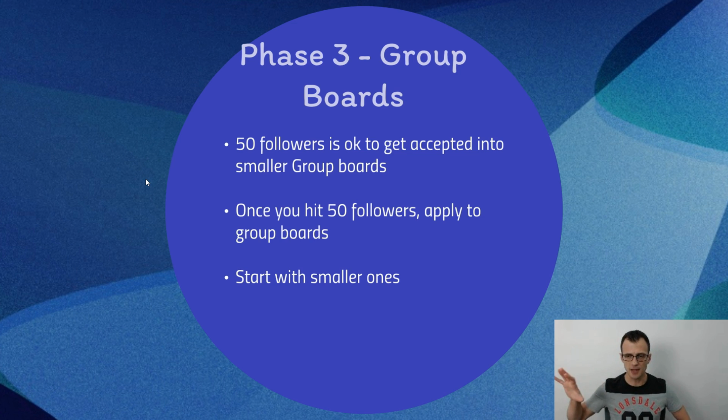All right. So now, after we're done with this, phase 3 will be to start applying to group boards. Again, I actually have another separate detailed video that covers in detail what you need to do to apply to group boards and exactly how to do this. But the overview is that 50 followers is okay for you to get accepted into smaller group boards, all right? So that's why your 50 followers is your first threshold to work towards. Once you've hit those 50 followers, start applying to group boards. You can start with the smaller ones, the ones that only have maybe 1, 2, 3, 4, 5,000 followers.